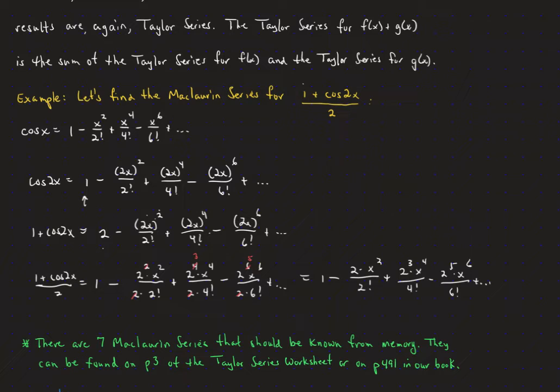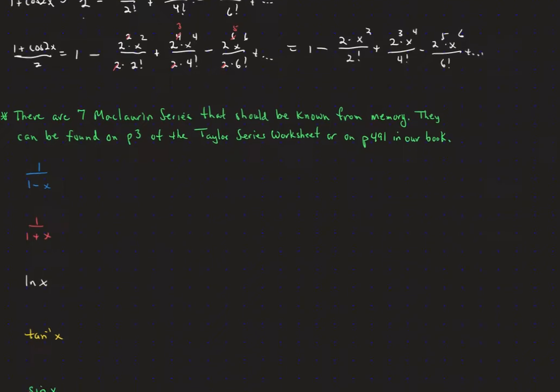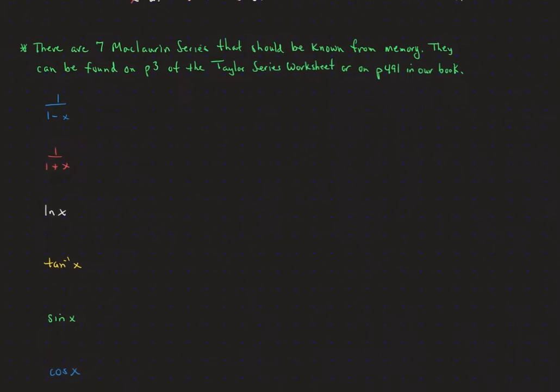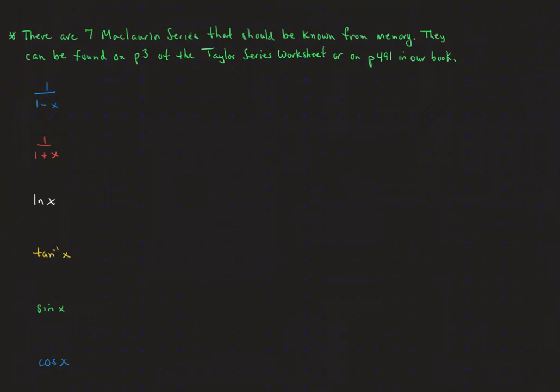Okay? All right, now this is a little daunting, but there are 7 Maclaurin series that should be known from memory. And when I say known from memory, I don't mean necessarily that you have to know these like you know your multiplication facts, you know that 3 times 5 is 15 and you know it that quick. But you should recognize them certainly and be able to recreate them in a matter of moments rather than many, many minutes.